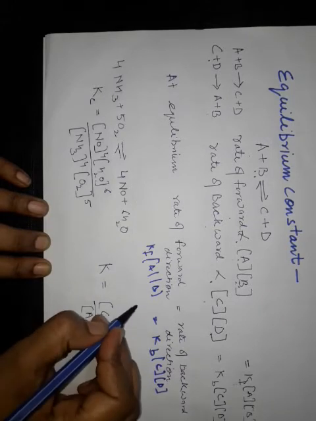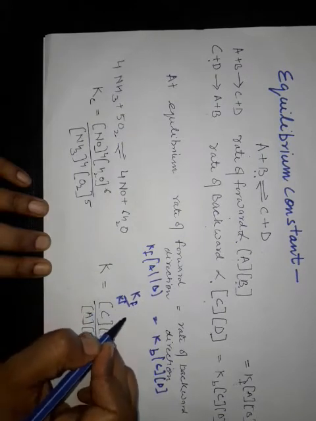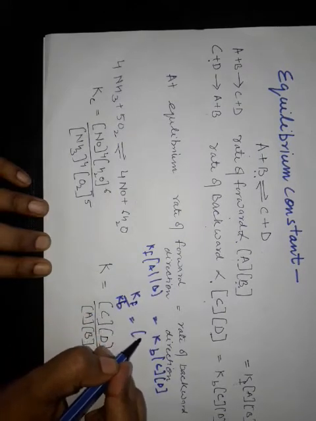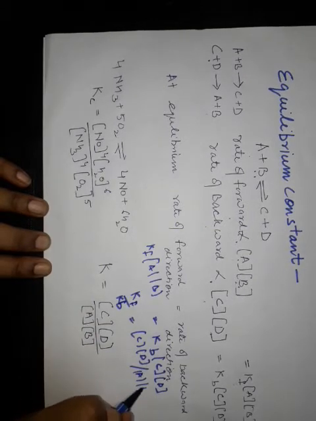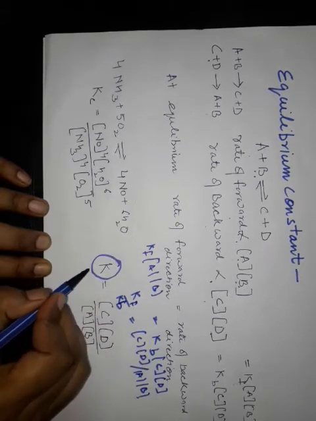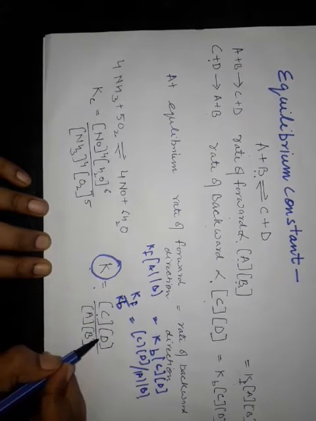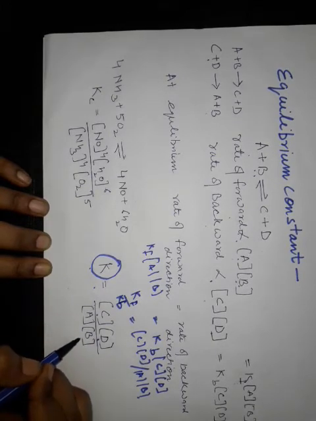And when we are taking the ratio of Kf over Kb, then we obtain this type of derivation. See, so we can say that the chemical equilibrium constant is equal to the product of concentration of products divided by the product of concentration of reactants.